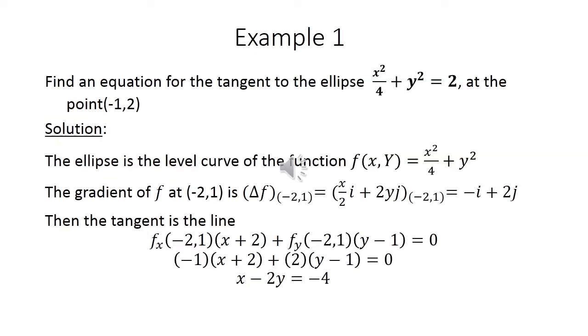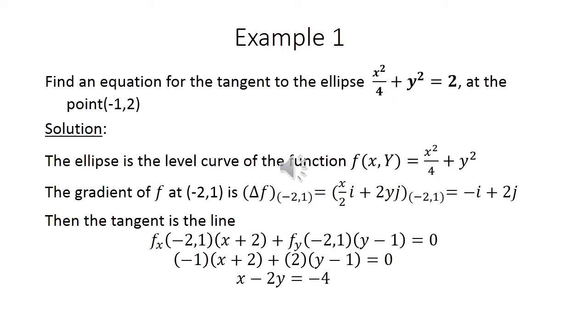Let's show what we meant by the previous two slides through the following example. Find an equation for the tangent line of the ellipse x squared divided by 4 plus y squared equals 2 at the point (-2, 1). We know that the ellipse is a level curve of the function f of x and y equals x squared divided by 4 plus y squared. The gradient of f at (-2, 1) is given by x divided by 2 times i plus 2y times j computed at (-2, 1), which equals minus i plus 2j.